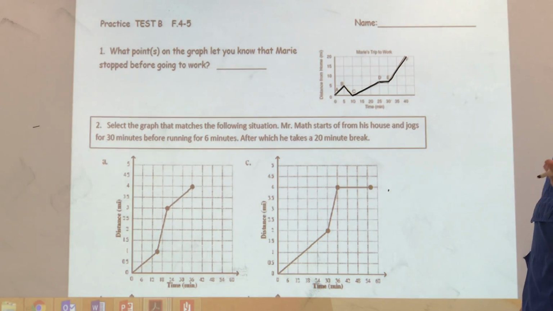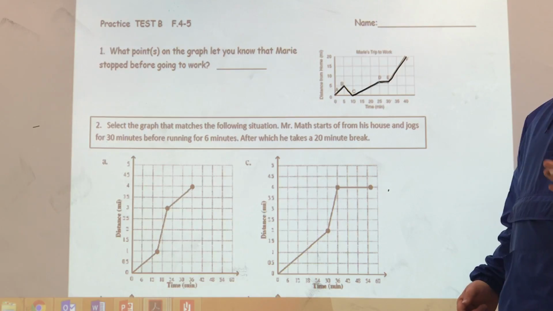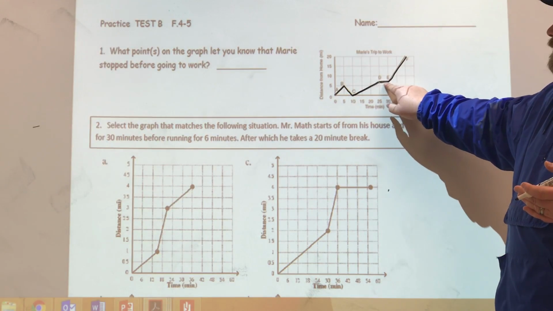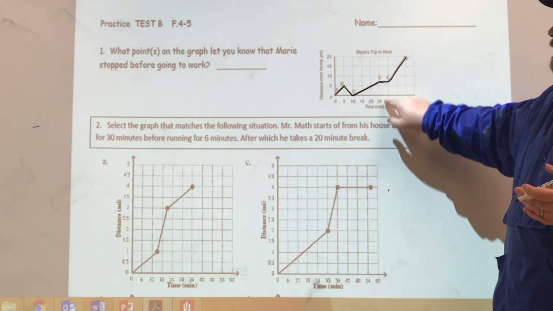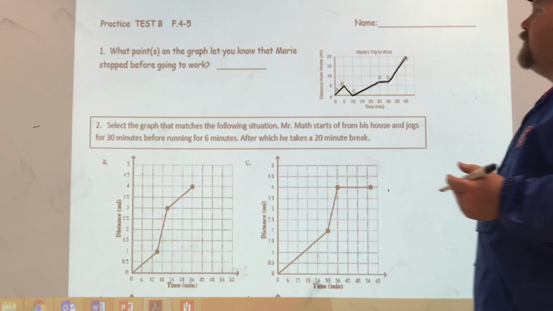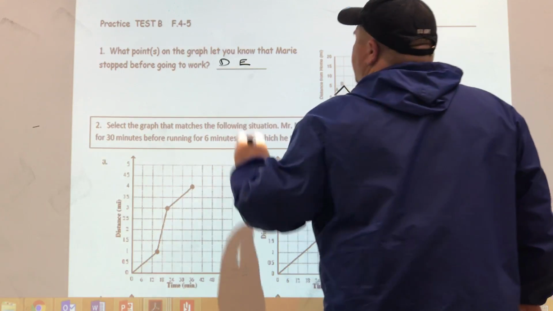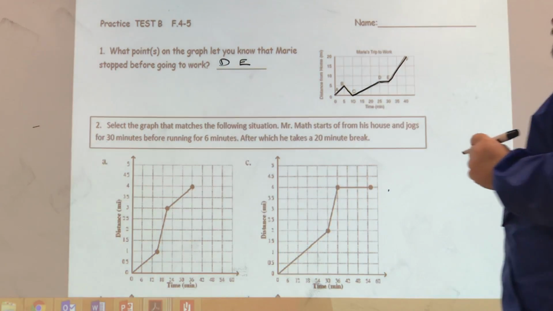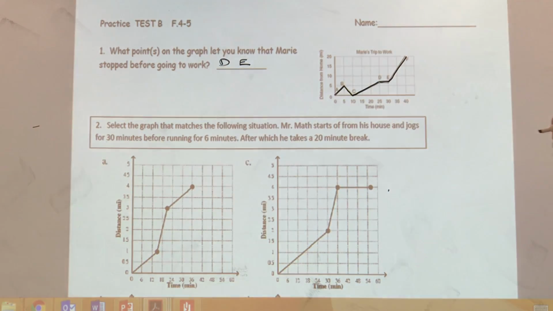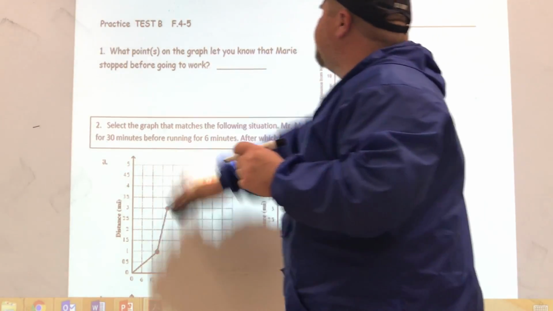She may have just been waiting through a long red light, or she may have stopped somewhere really quickly, but this horizontal line indicates that she was not traveling for 5 minutes. So when it says what point or points, it would be points D, E. Those would be the 2 points, as indicated right here. All right, I'm going to scroll up to the next problem. We need to see all of the graphs.